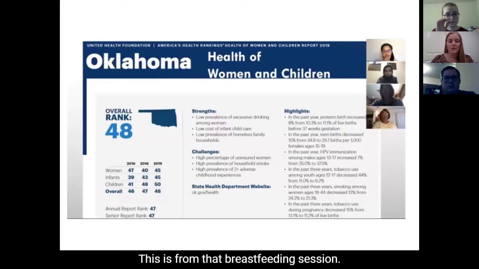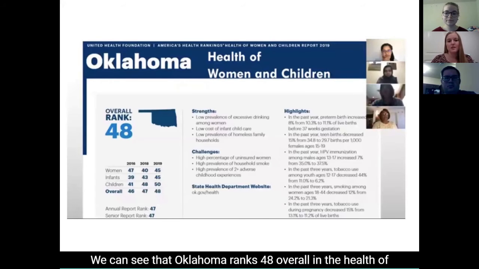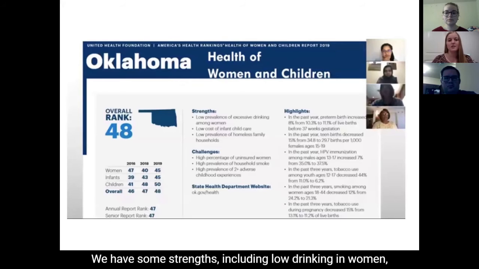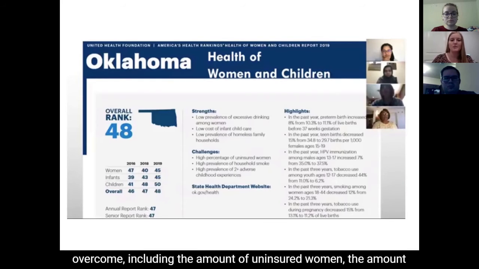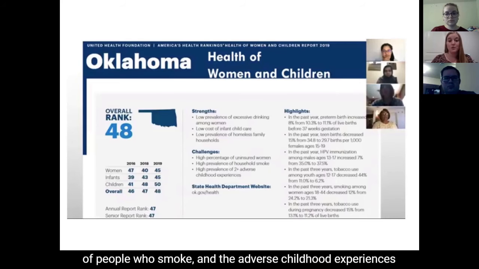This is a slide from that breastfeeding session. We can see that Oklahoma ranks 48th overall in the health of women and children. We have some strengths, including low drinking in women, low cost of infant child care, and low prevalence of homeless family households. But there are some challenges that we need to address and overcome, including the amount of uninsured women, the amount of people who smoke, and the adverse childhood experiences that can impact the overall healthcare of a child as it grows up.